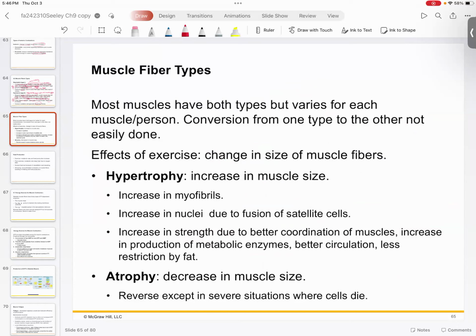Most muscles will have both types. So it's not like you have a muscle that is fast twitch and a muscle that is slow twitch. You typically have muscles that are a combination of the two. So when you're starting the process of working out, the muscle fibers in your muscle that are fast twitch are the ones that are dominant.